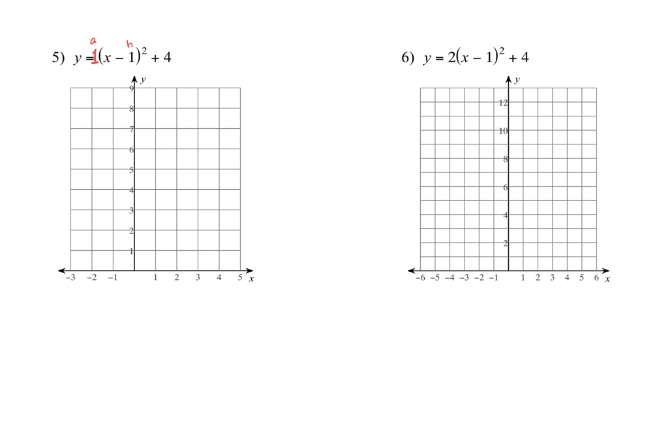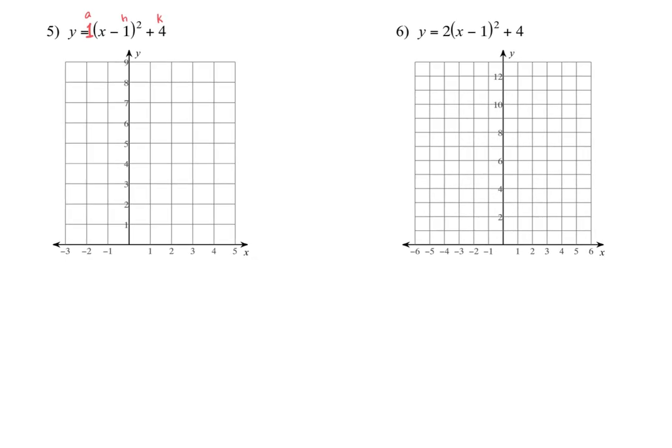It is not negative 1. It is positive 1 because my h is already after. So for h, you're going to do the opposite of what you think. This shows a -1, so your h is going to be 1. My k here is 4. So let's see what happens when I try to find my vertex, my axis, and all that good stuff.